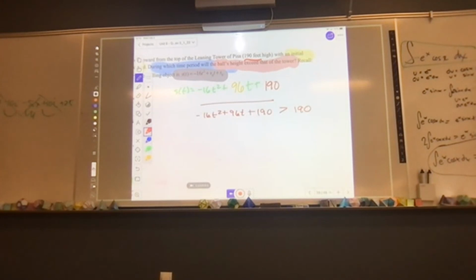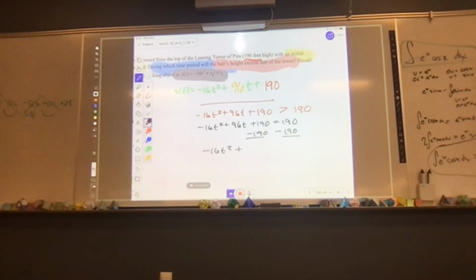I'm solving for time. This is going to give me the interval for where the ball is above that of the tower. Okay, how do I do it? Can we solve it ourselves? Go ahead. So I can turn this into an equality and solve for the two t's. Oh, that works out great.